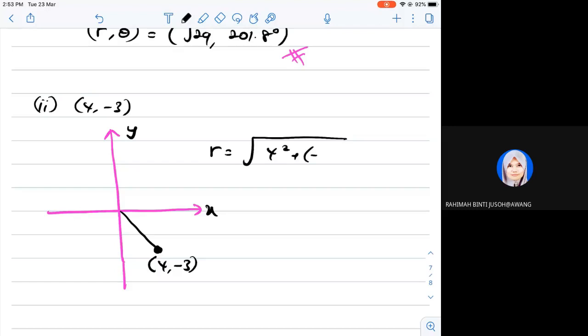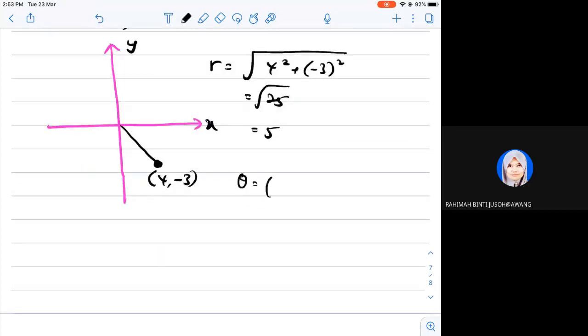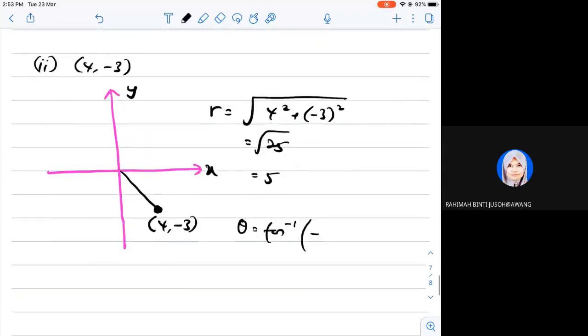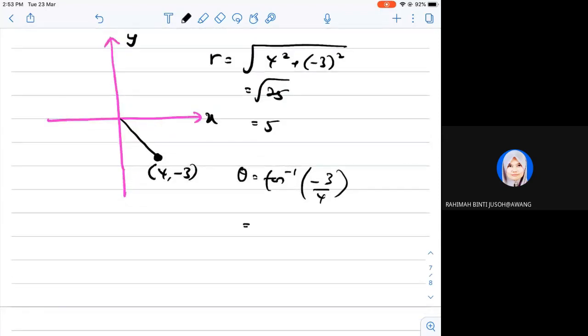4 squared plus -3 squared, you will get square root 25, and then we have 5. Okay, and the angle: shift tangent, negative what? -3 over 4. What do you get? Negative 36.87. How much? Negative 36.87. Yes.